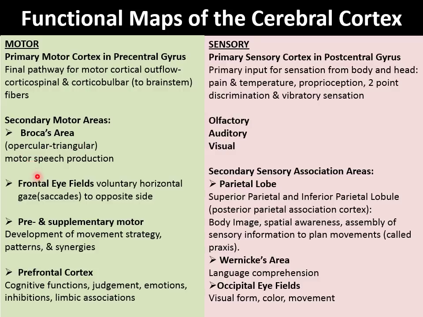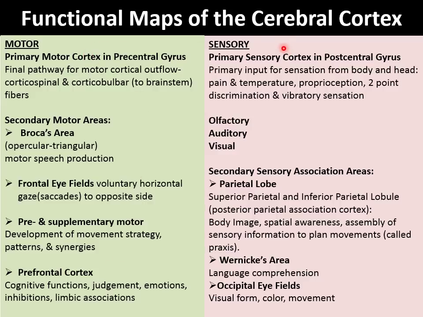The frontal eye fields, just anterior to the precentral gyrus and the head area, are involved in voluntary horizontal gaze or saccades to the opposite side. Also anterior to the precentral gyrus are the premotor and supplementary motor cortex. They're involved in planning and development of movement strategy. And then the far frontal cortex, the prefrontal cortex, is involved in cognitive functions, judgment, emotions, inhibition, as well as limbic associations. These are all located in the frontal cortex.